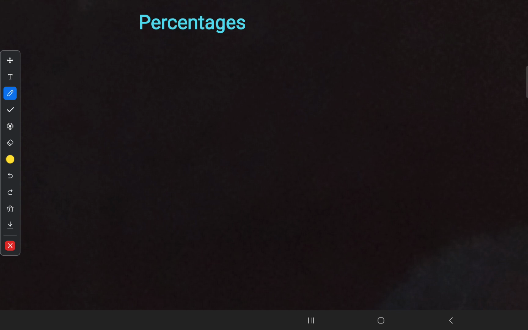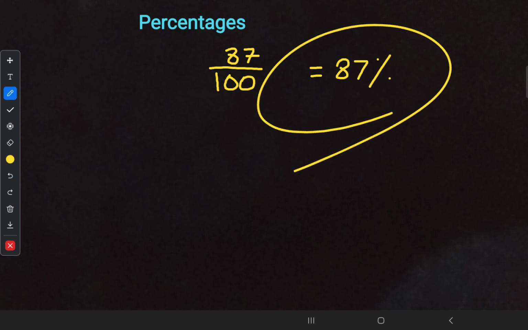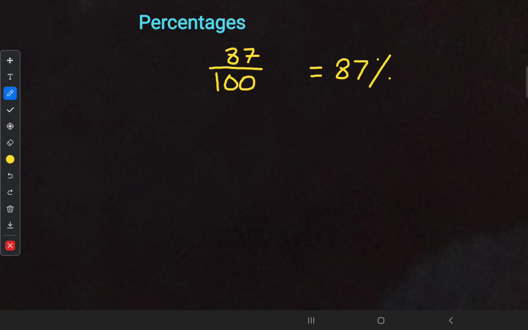So percentages are standardized for 100. 100 is the total. For 100 only, you will receive some marks. For 100, you are getting 87. That means we can express it as 87 percent. That's all, very easy. In your exam, they will put your marks like this, with a circle around it. That's how you should understand the percentage.